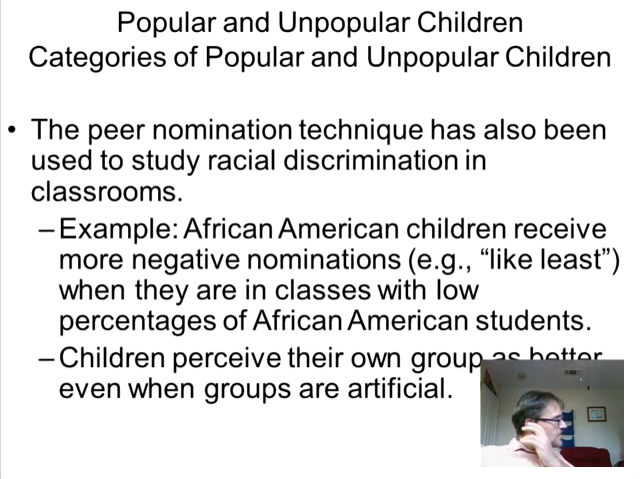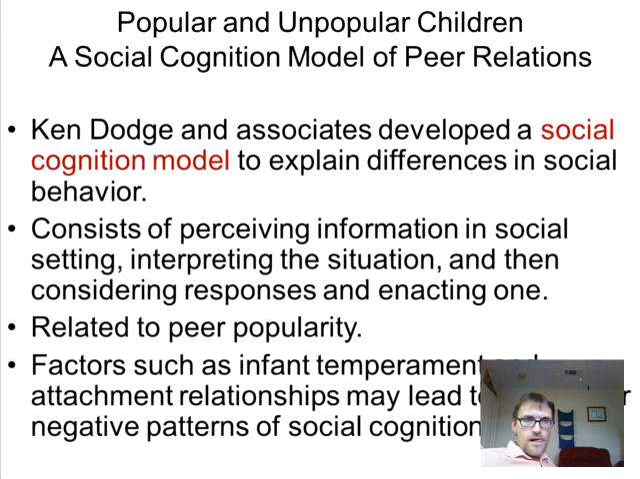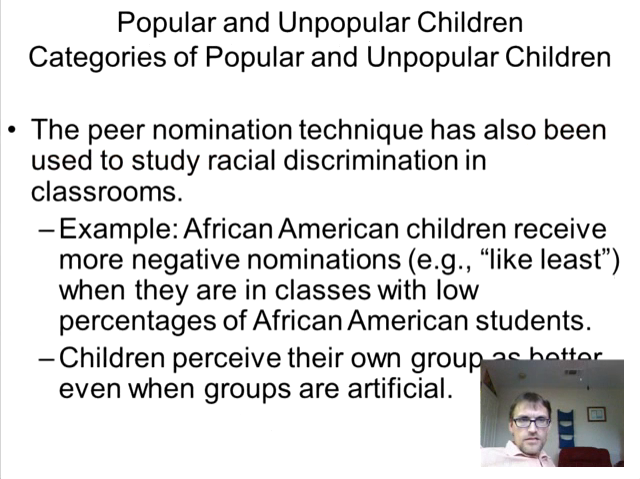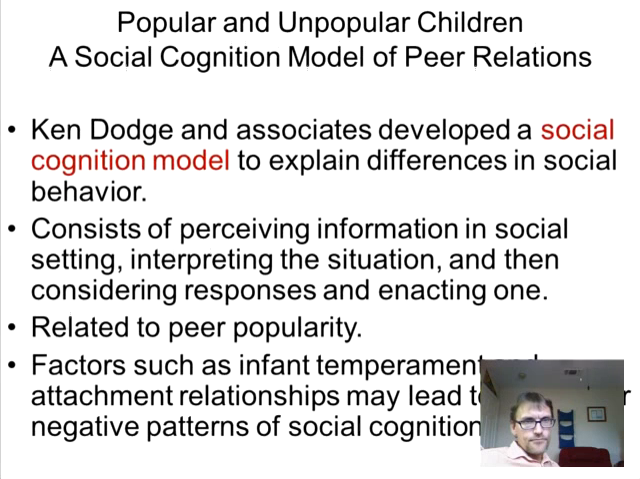It's also been used to study racial discrimination. It turns out, in particular, in classes with small numbers of minority children, the least popular tends to be members of that minority group. Not always, but tends to be. And look, when you say who they like the most, by far the majority of children nominate a member of their own racial group.